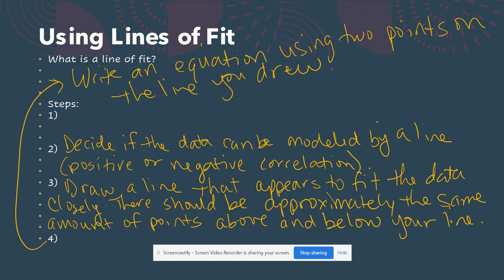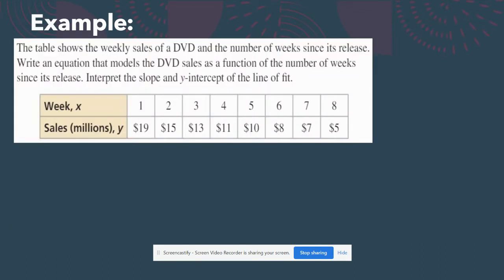So let's try this. We have a table showing weekly sales of a DVD and the number of weeks since it was released. So we have week and we have sales in millions. So I'm going to start with making our scatter plot.